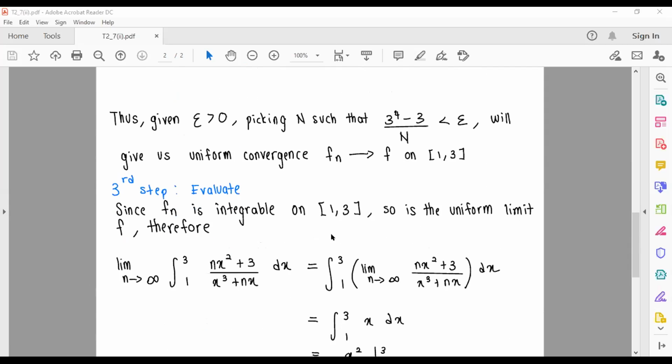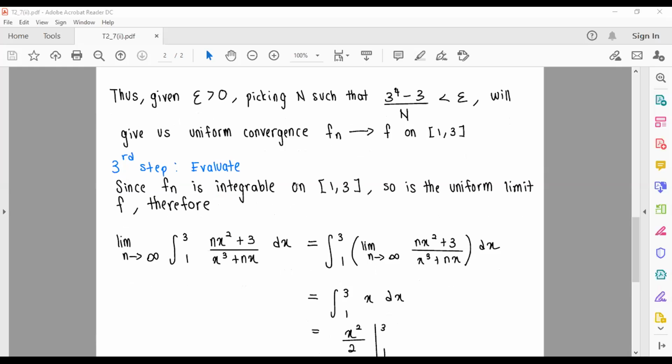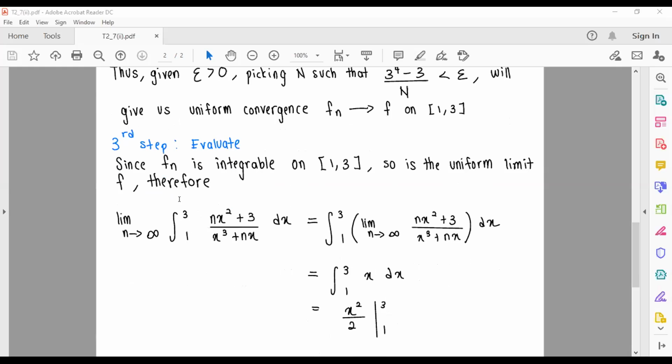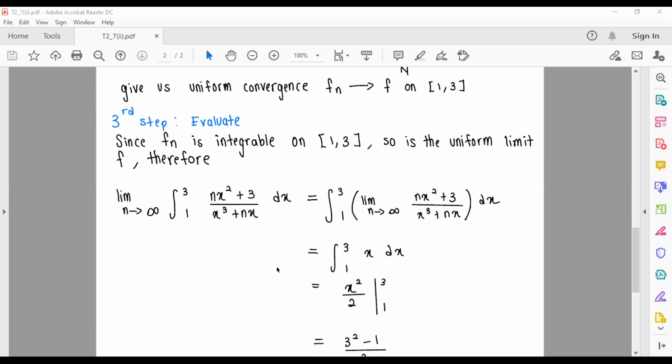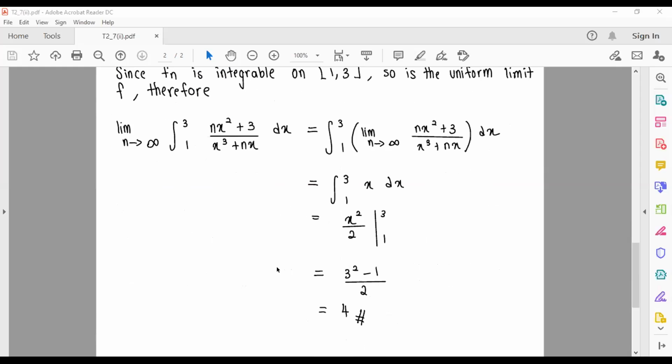So the third step is evaluating the limit and integral. So this one follows theorem 3.6.1. Since fn is integrable on [1, 2, 3], so is the uniform limit f. Therefore, we will get the answer as 4.